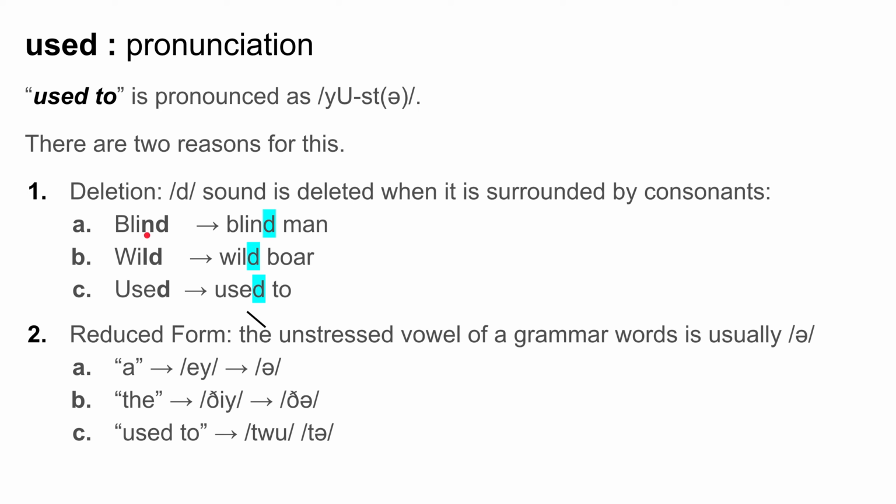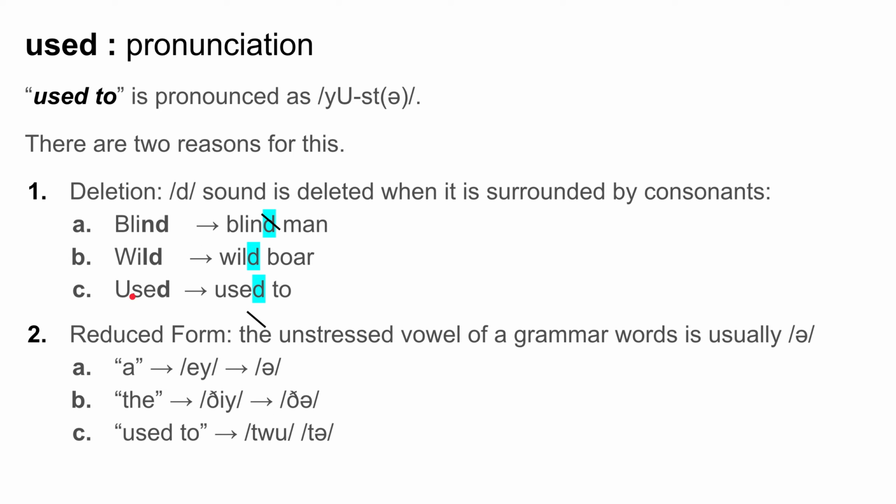So, for example, blind, alone we say blind. But if we add man at the end, then the D sound is surrounded by a consonant N and a consonant M. So instead we say blind man. See? You don't hear the D. Same thing with wild. You can hear the L sound, wild. But if I add a consonant right after the D sound, then the D sound is deleted. Listen here: wild boar. See, no D sound. But quick and connected, wild boar.